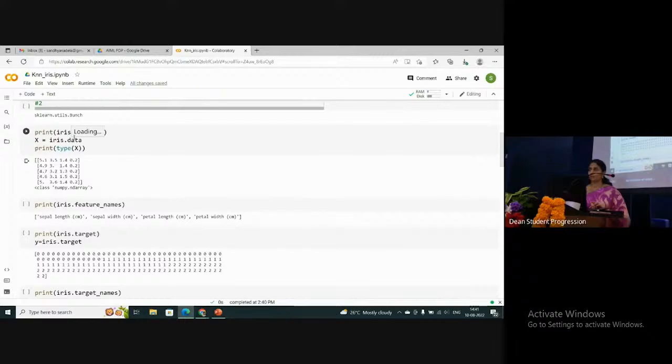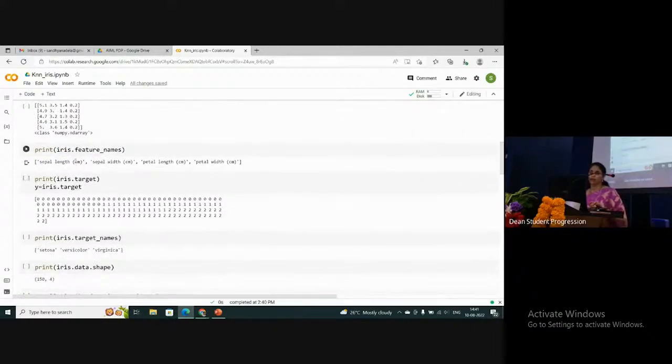It is going to come out with all the 5 different values, and then you are just trying to print the type of X. So it is saying your data set is stored in NumPy arrays. Okay. Now, what are the feature names that you have? Print iris.feature_names. I have sepal length, sepal width, petal length, and petal width.